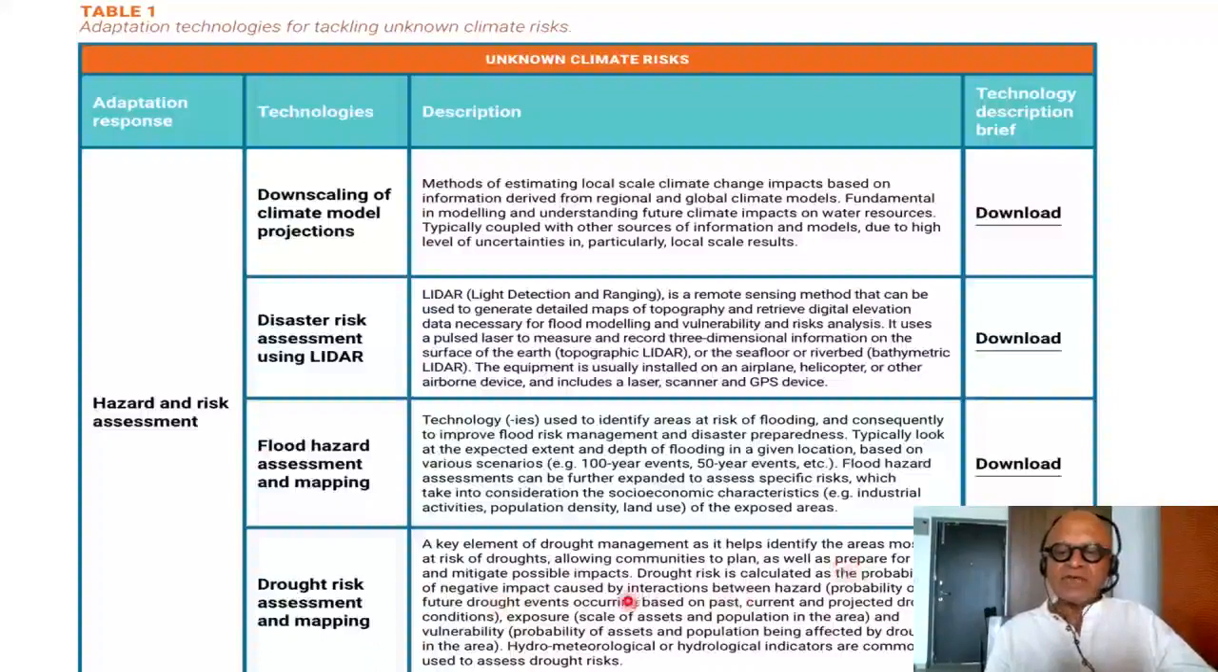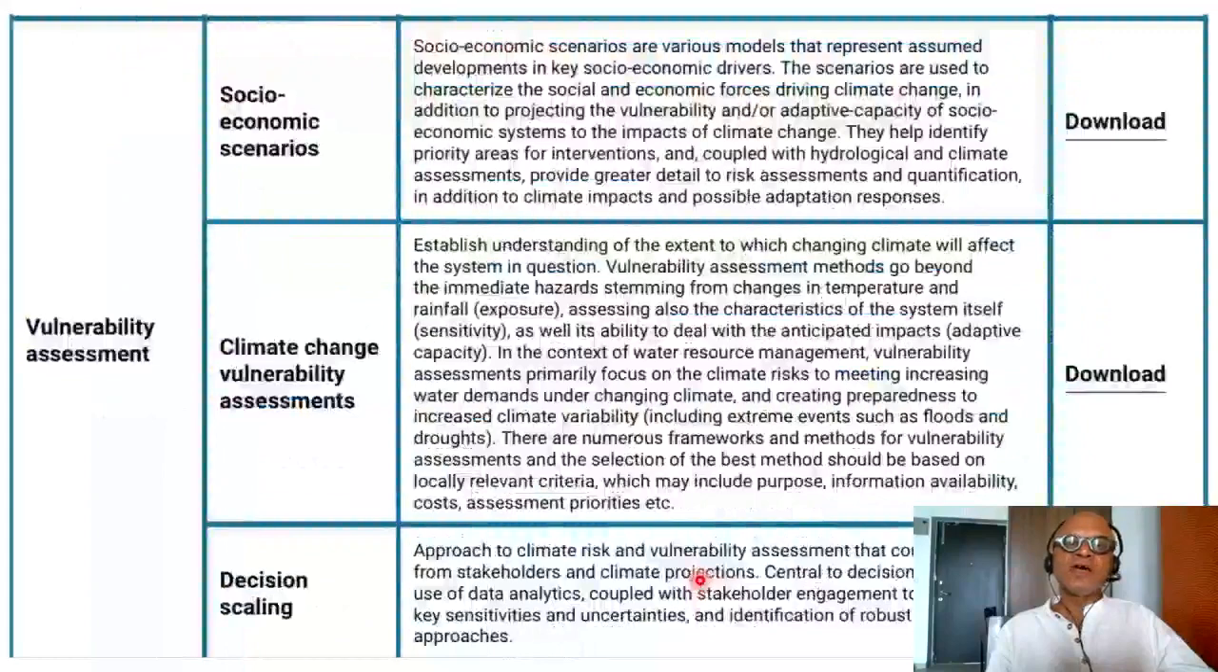Drought risk assessment and mapping, surely a key element of drought management, as it helps identify the areas most at risk of droughts, allowing communities to plan as well as prepare for and mitigate possible impacts. Now we have also the idea of flash droughts, so they are also rapidly evolving droughts as opposed to older droughts which used to evolve over time, as opposed to floods which are very acute events.